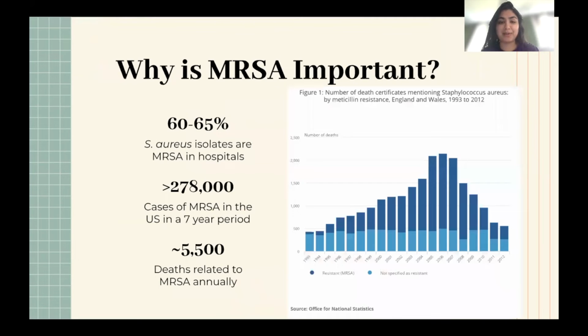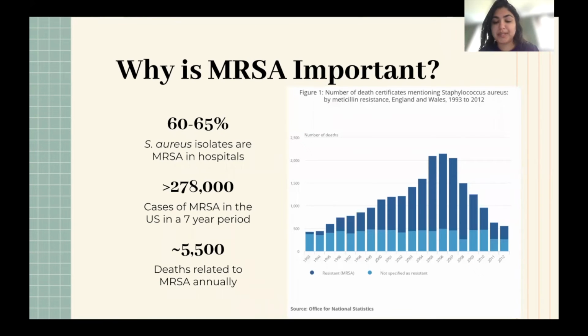So why is MRSA so important? 60 to 65% of Staph aureus cases in hospitals are MRSA. Over 278,000 cases of MRSA were found in the US in a 7-year period, and 5,500 deaths annually are related to MRSA. On the right, I've included a little figure made by the UK Department of Health, as these track the number of deaths related to Staph aureus.